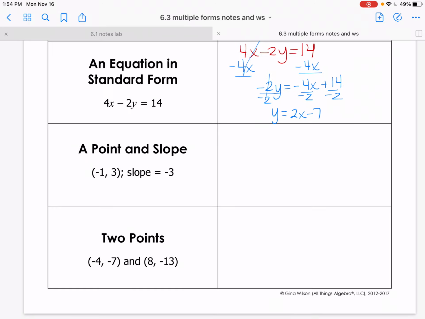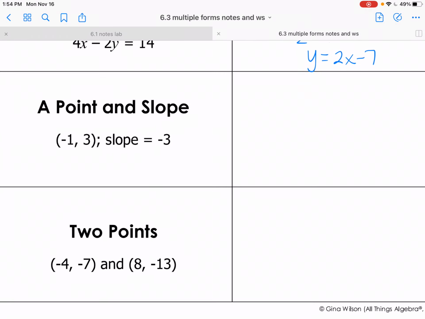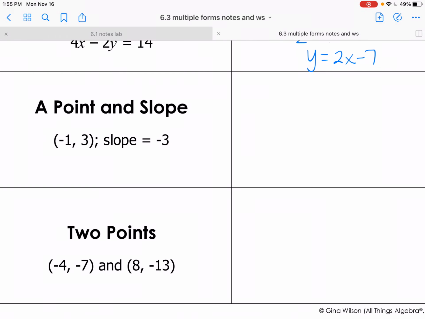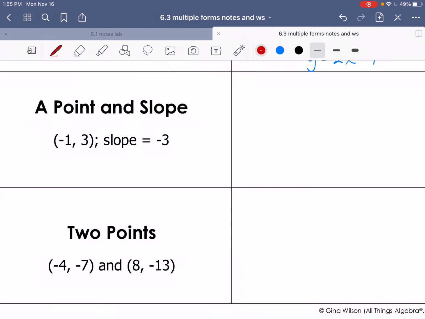So those were all review. The new stuff from Module 6 is the point and slope. So that's when we use point slope form, which is y minus y1 equals m times x minus x1. Remember, this is your x1 and your y1, and the m is your slope.